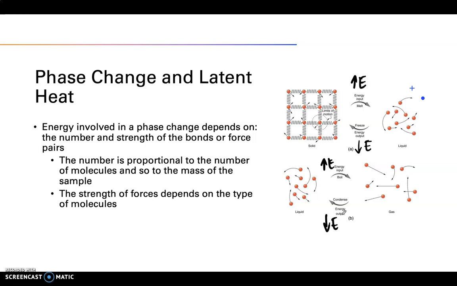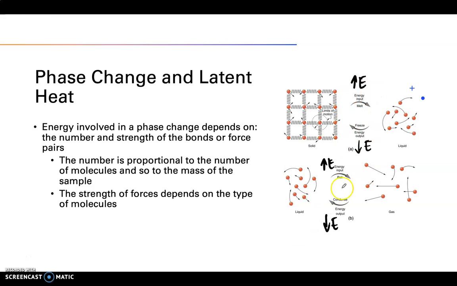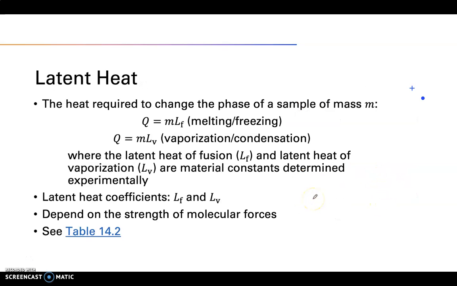Now we need to look at what energy is required when we change the phases. So this is where we talk about latent heat. This is the heat required to change the phase of a sample of some mass m. So we have two different latent heats: the latent heat of fusion and the latent heat of vaporization. These two phase changes are from solid to liquid, liquid to solid, and then from liquid to gas or gas to liquid.